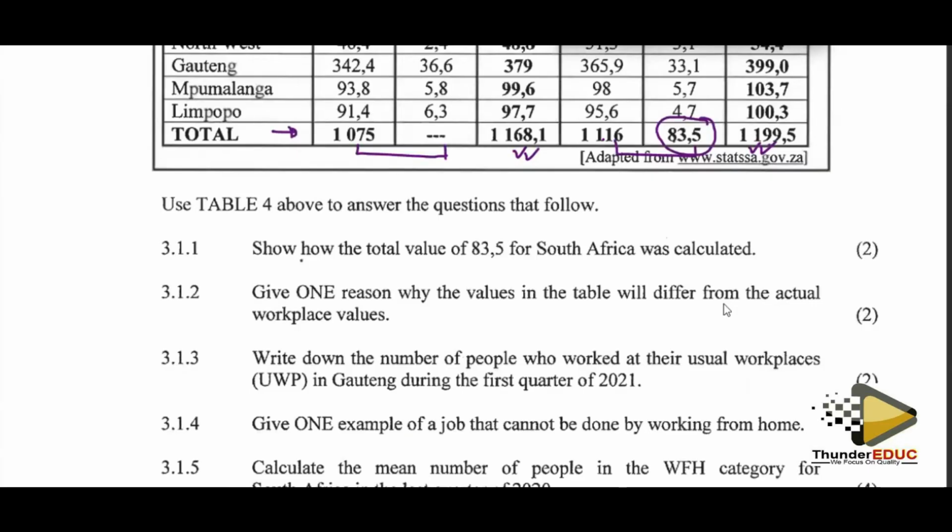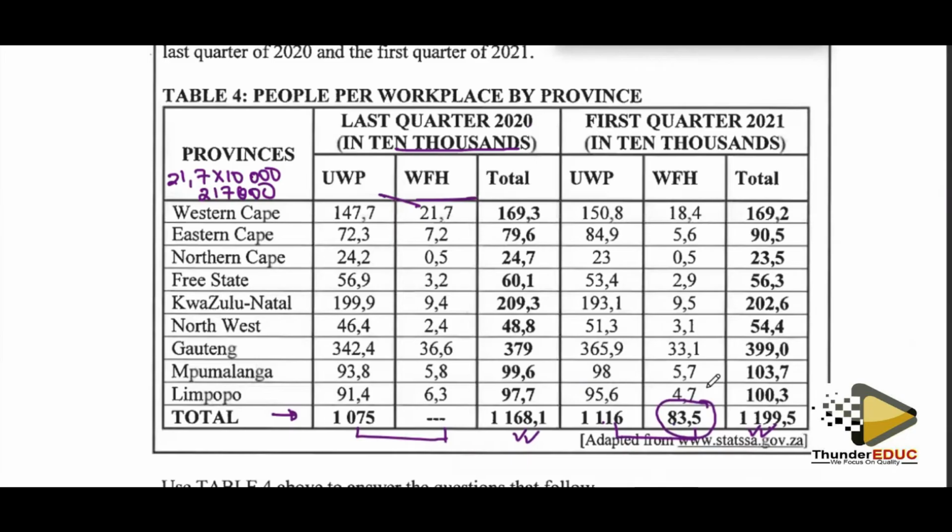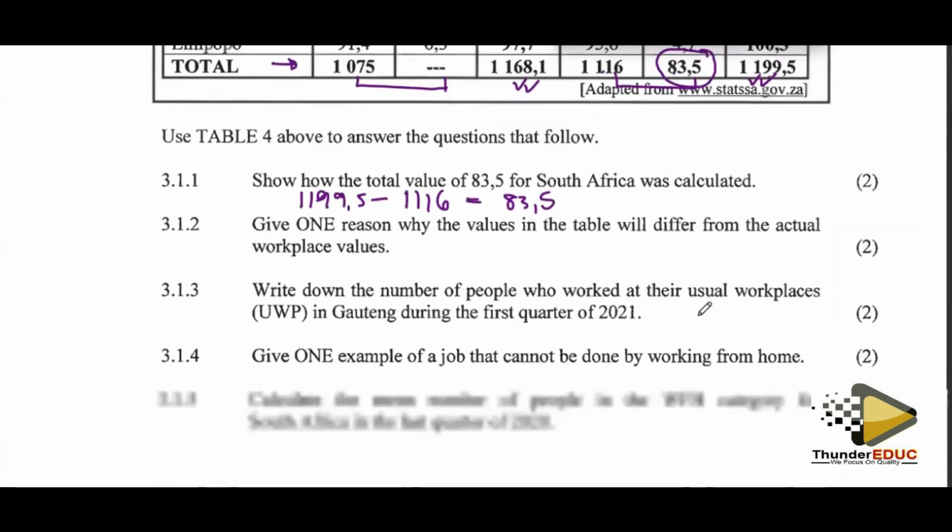So which simply means you're going to get 1,199.5 minus 1,116. You get the same answer. If not, you are supposed to add all these values. You get the answer. Okay, 2 marks.